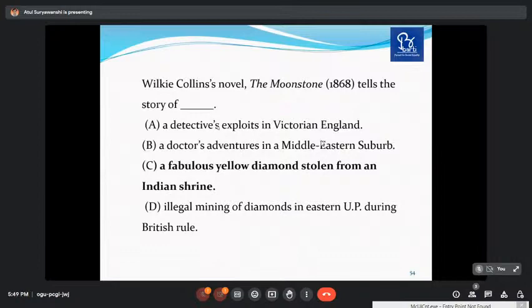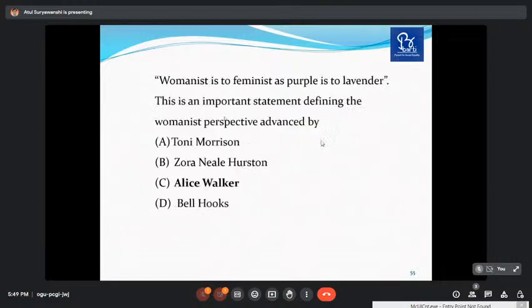Wilkie Collins' novel, The Moonstone, which was published in 1868, tells the story of what? So the C option of this question is correct. A fabulous yellow diamond stolen from an Indian shrine is what the story is about. So we have to search the theme and the summary of the novels in brief also.